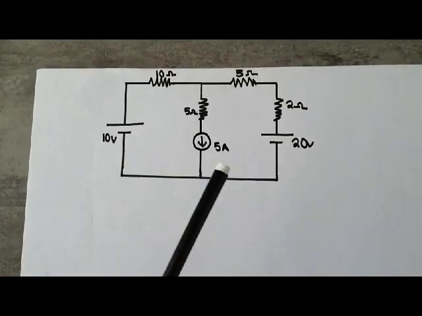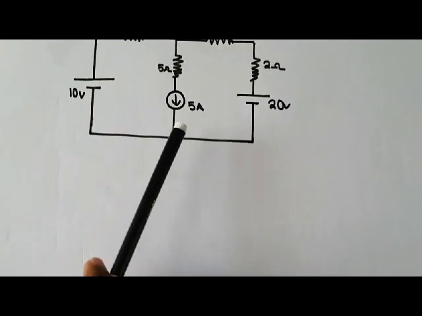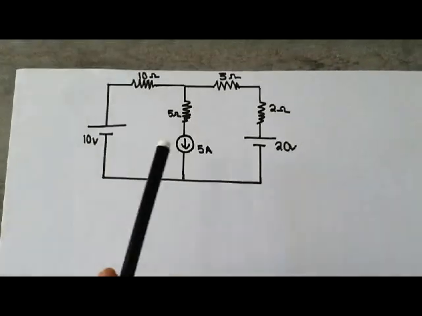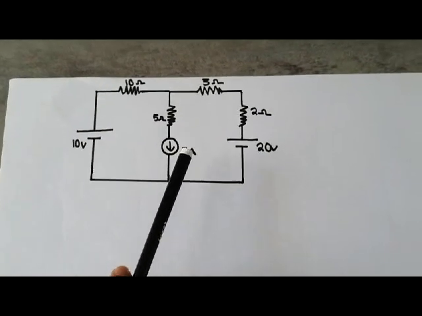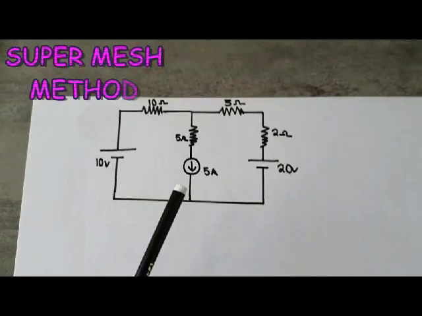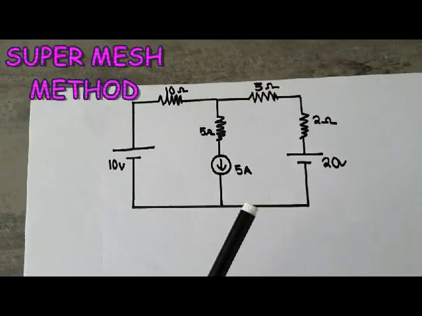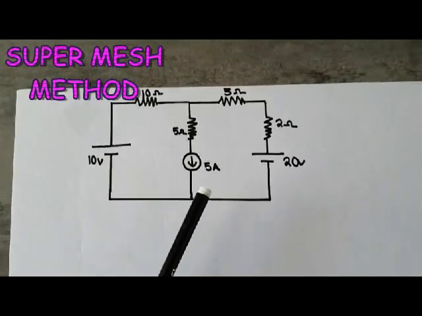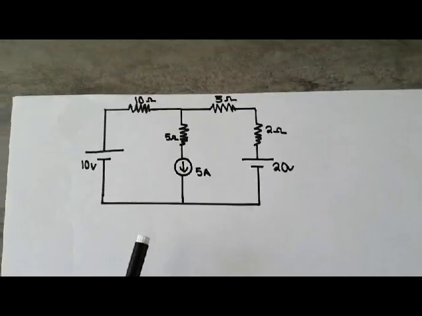So in this video we'll be looking into how to solve problems where you can't convert the current source to a voltage source. This problem is solved using the super mesh method. It's called the super mesh method. So let's begin with the video.